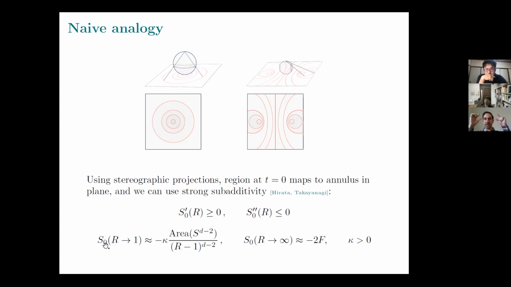And we also know what happens as the annulus gets very thin. In that limit, you can approximate it as a parallel plate capacitor with some distance between them. And then you have a divergence. Okay, it goes like this. Kappa is some very theory dependent number, but its sign is fixed. Kappa is positive, and so this entropy here is negative. Okay, so we have these nice constraints on the first and second derivatives.